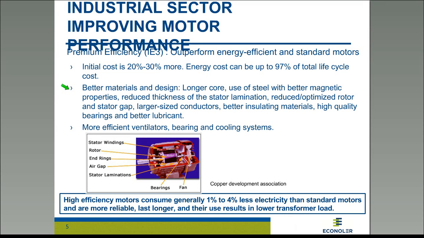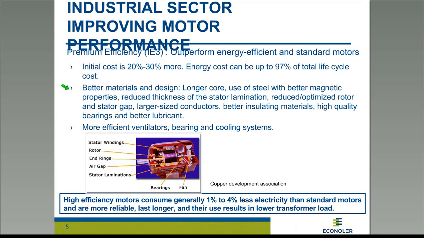So what makes the premium efficiency motors different? There are different characteristics that combine to give the higher efficiency. Those kinds of motors use a longer core. They use steel with better magnetic properties. The manufacturing tolerances are better, so there's reduced thickness for the stator laminations. There's a reduced gap between the stator and the rotor, and all this contributes to achieving a higher efficiency.